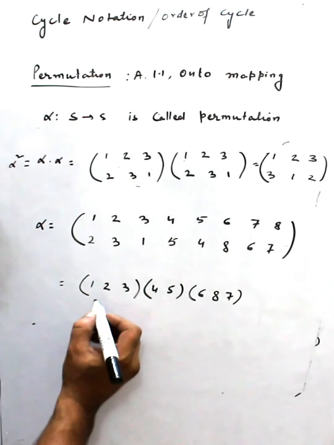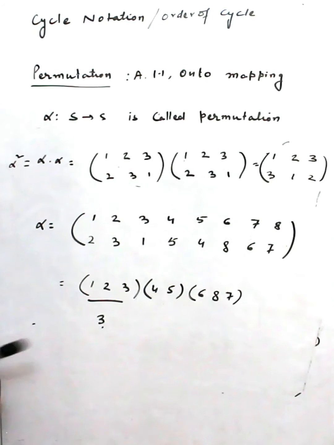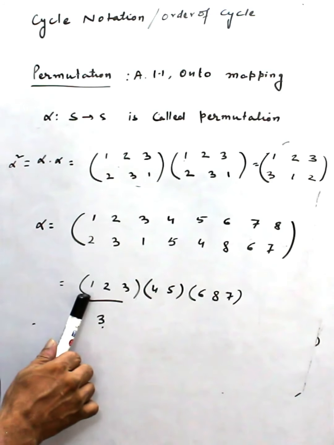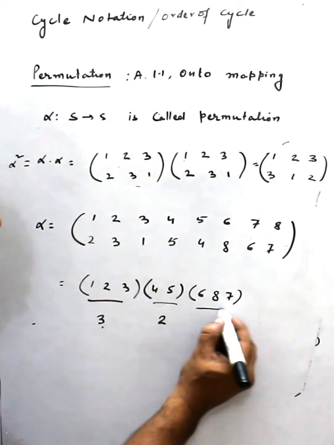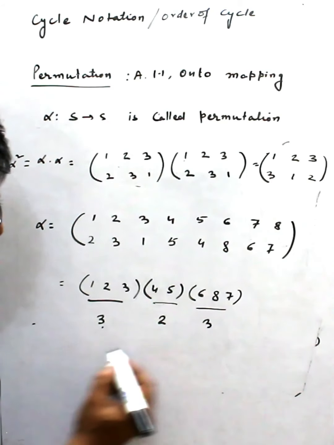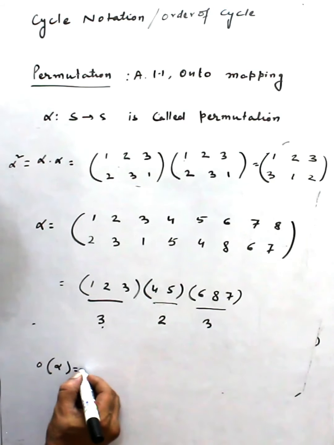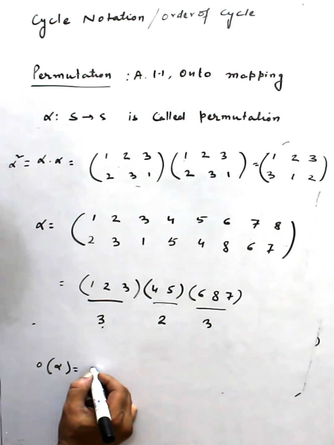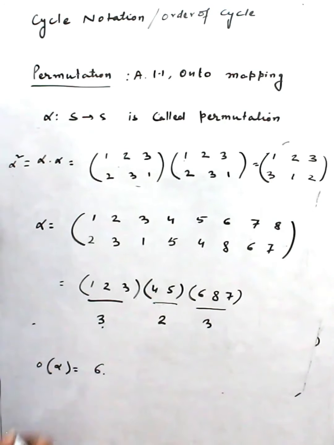Right? Here, the order of this cycle is 3, and the order of this cycle is 2, and this is also 3. That means in this case the order of alpha is again 6, because the LCM of these 3 numbers will again be 6.